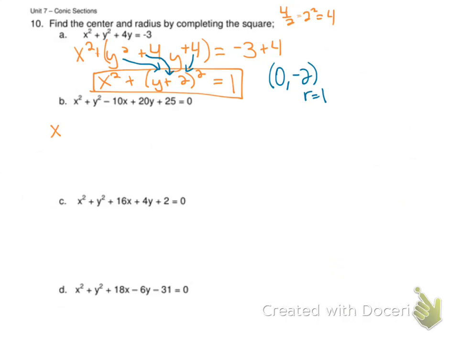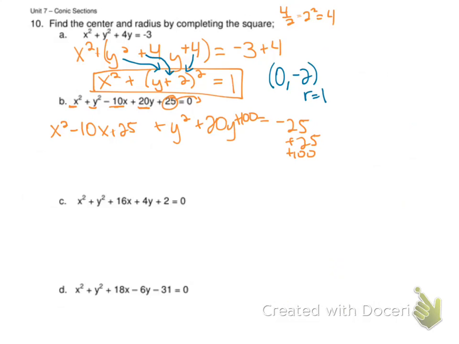So x squared minus 10x plus y squared plus 20y equals negative 25. Okay, so what I've done there is I've grouped the x's together, I've grouped the y's together, and I moved the 25 to the other side. Okay, so 10 divided by 2 squared is 25, and 20 divided by 2 squared is 100. So I have x minus 5 squared plus y plus 10 squared equals 100.